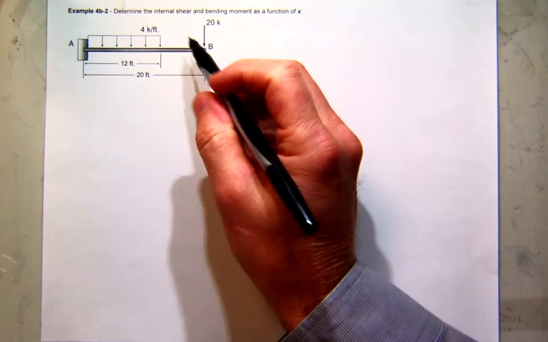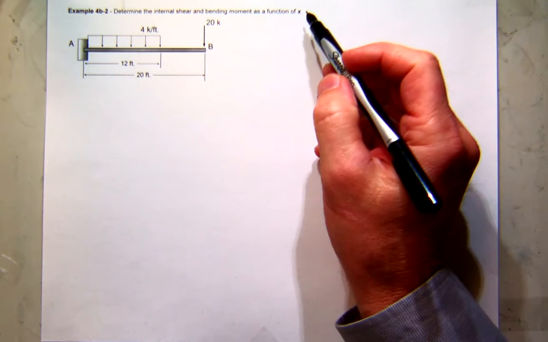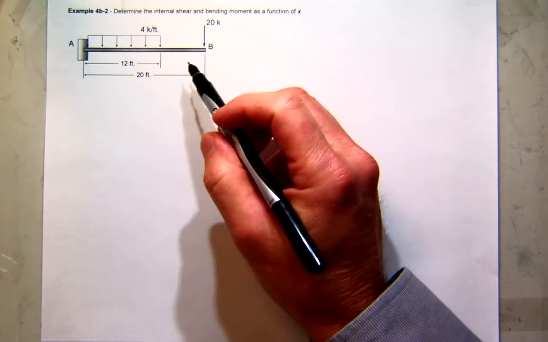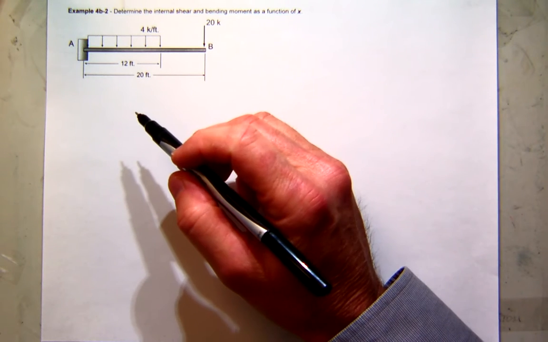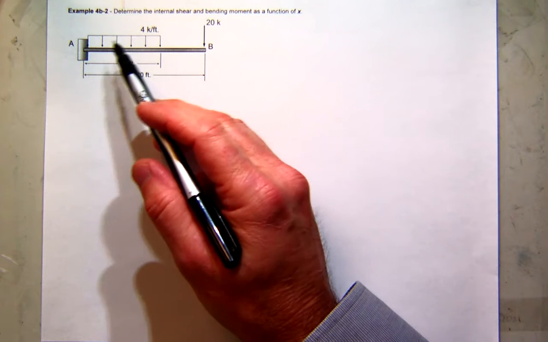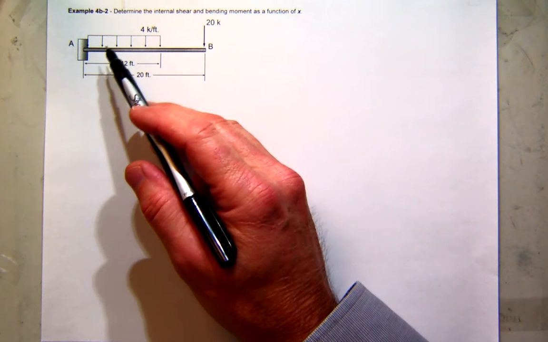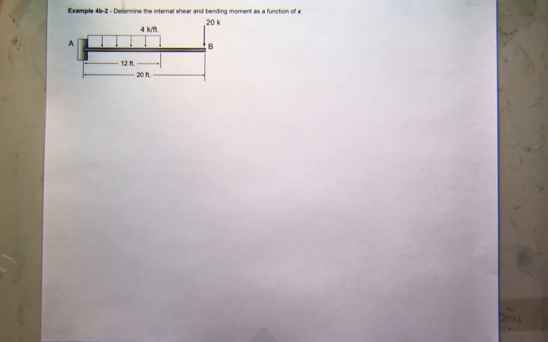Remember, we've been working on writing the internal shear force and bending moment as functions. This one is different than the ones we've worked previously. What looks different about this one? Well, if you look at the loading in this section here, it's not continuous across the whole structure.